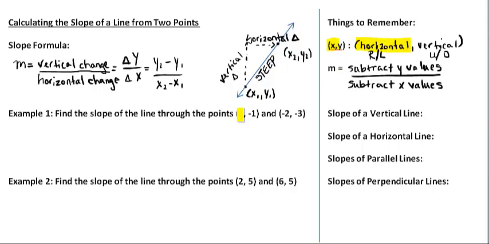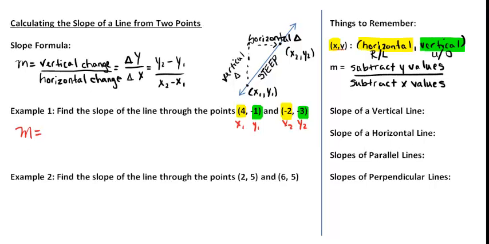My horizontal coordinates in my first example here then are 4 and -2. My vertical coordinates are -1 and -3, and I've highlighted them accordingly. You may want to do the same thing. So m, or my slope, is equal to the difference of my y coordinates, and I've labeled them here. So that's going to be -3 minus -1. And it's important that you really keep that clear, because that minus and negative is going to change the actual value. So I want to make sure that I'm writing it out completely.